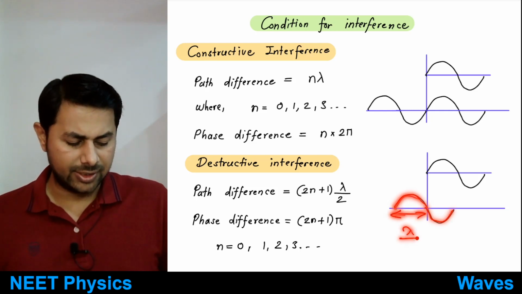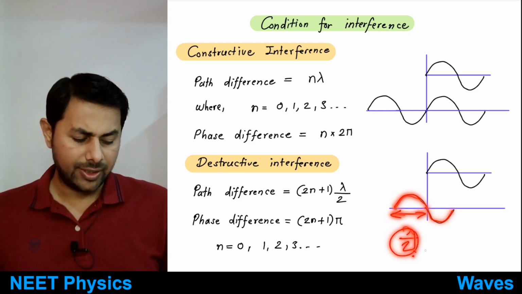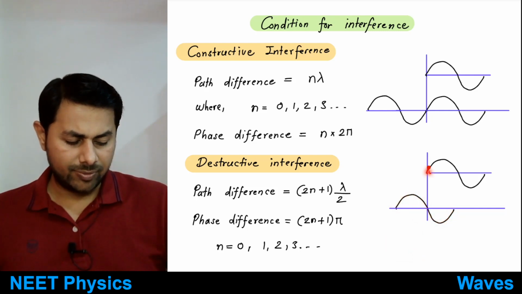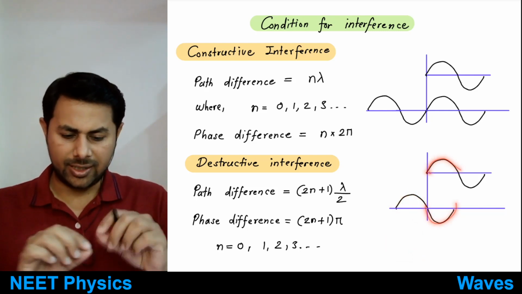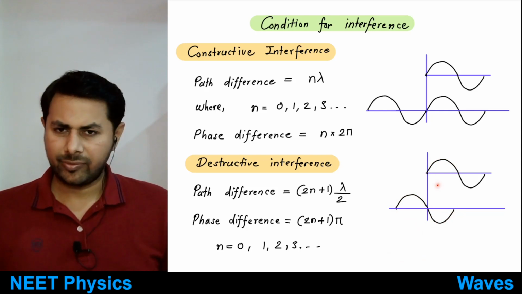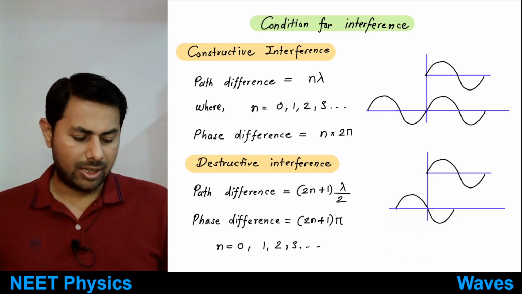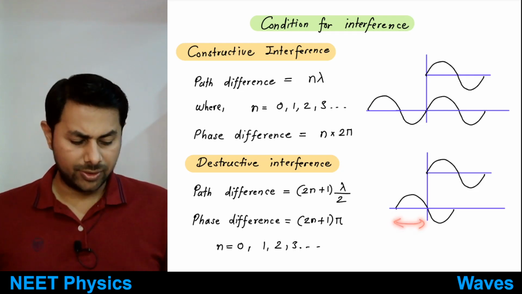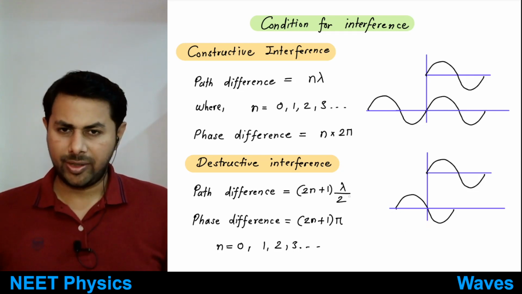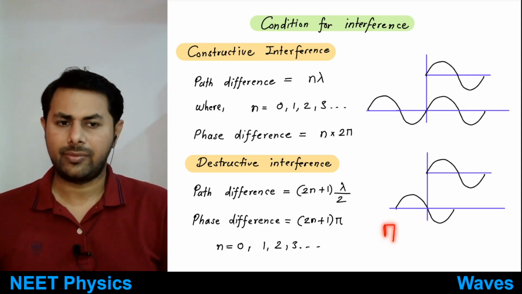What is this distance? This is lambda by 2. The crest of this one and the trough of this one arrive at this point simultaneously. So how much phase difference would there be between these two? The phase difference between them would be equal to pi.